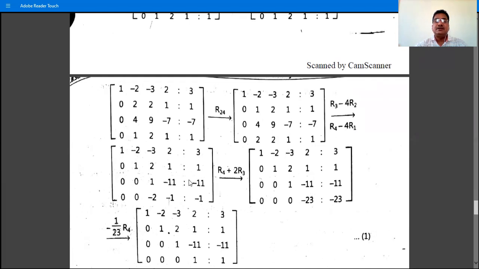And then we have the first row as it is, the second row as it is, and the change in the third row and fourth row. So we have minus 4 plus 4, 0, then minus 8 plus 9 is 1, then minus 4 minus 7 becomes minus 11, minus 4 minus 7 becomes minus 11. And then the last row is what? So operation is R4 minus 2R2, so minus 2 plus 2, 0, then minus 4 plus 2 becomes minus 2, then minus 2 plus 1 becomes minus 1, and minus 2 plus 1 becomes minus 1.